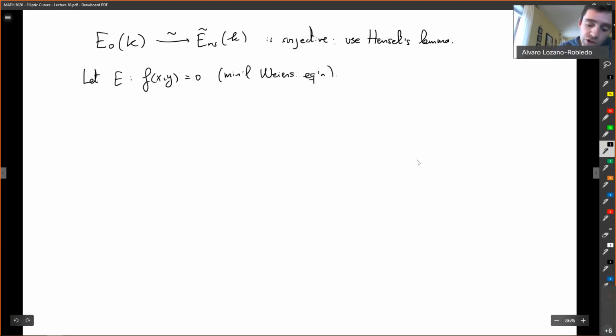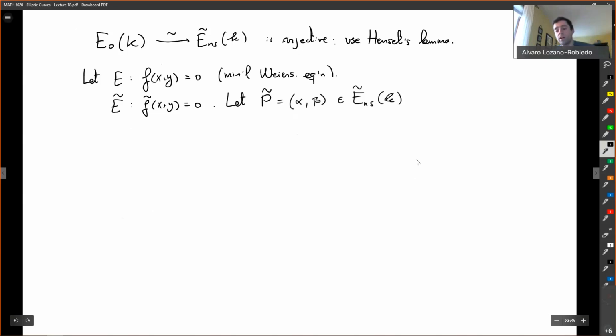And the reduction is just going to be given by the same equation, but with coefficients reduced modulo the maximal ideal. And suppose that I have a point (alpha, beta) which is non-singular in the reduction. By the way, remember that the point at infinity in a Weierstrass equation is always non-singular.